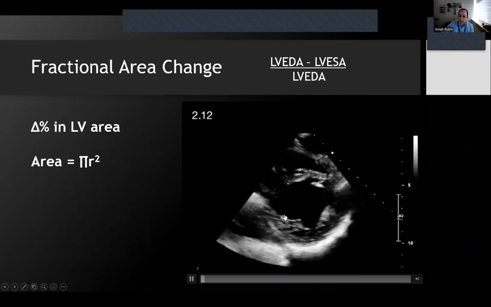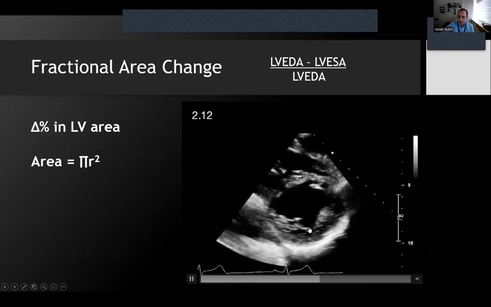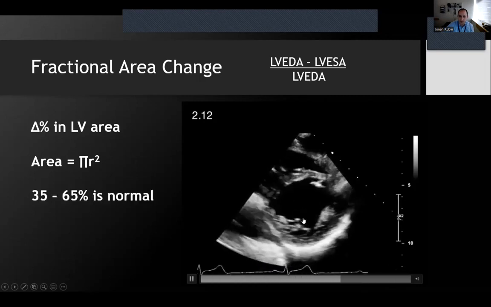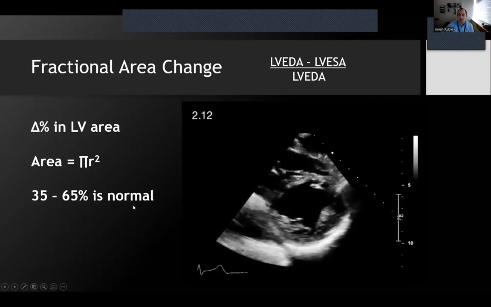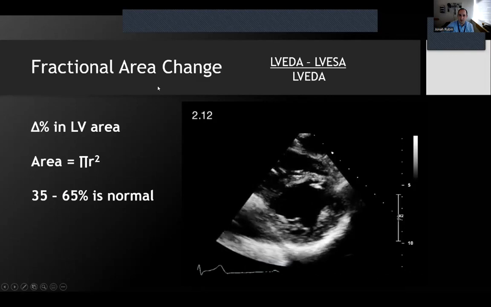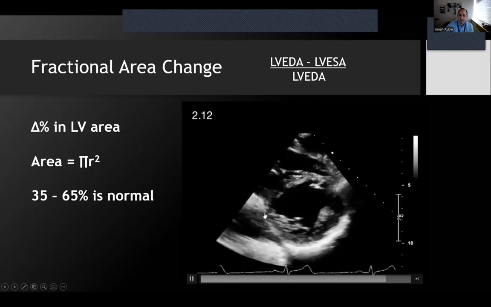Area is pi r squared, so you just need to get the circle there, or on some machines, you're able to literally trace, so it doesn't have to be a perfect circle. And 35 to 65% is normal. Again, not an ejection fraction. So a fractional area change of 40% is normal.